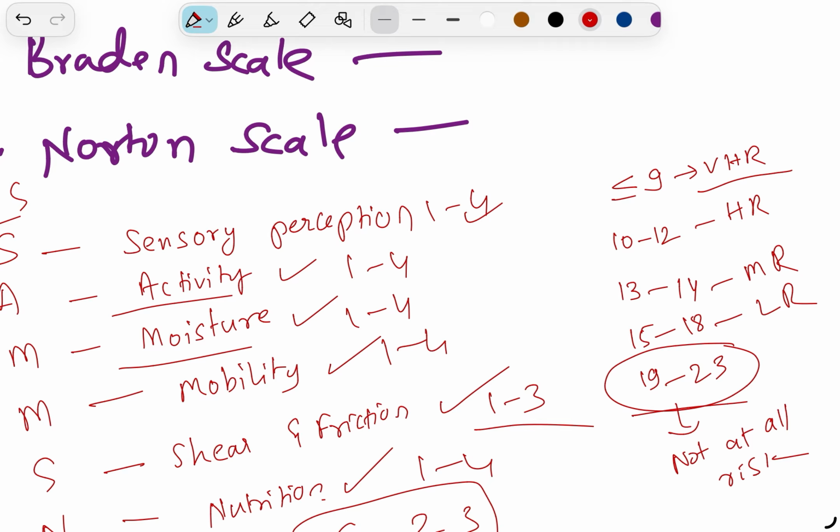Now how we are giving the scoring and all, and the Norton scale, and about the management, about the prevention, and much more things we will discuss in the next class.